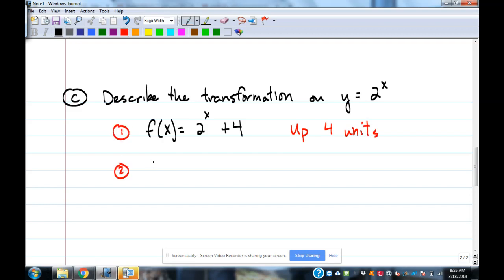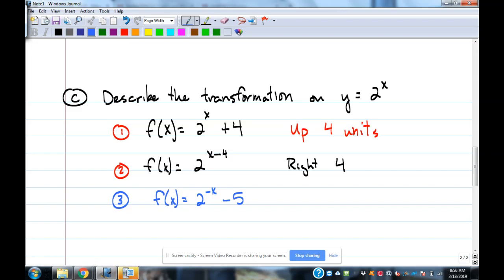We'll just do a few examples here. Number 2: f of x is equal to 2 to the x minus 4. Similar, that would be to the right 4. It's with the x there. Number 3: f of x is equal to 2 to the negative x minus 5. Reflect across the y-axis because of the negative on the x, and then down 5.